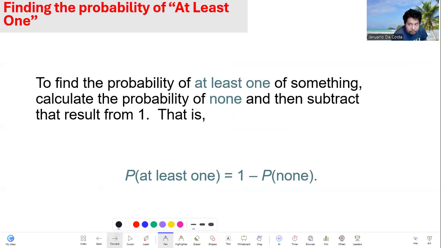Okay. So, to find the probability of at least 1 of something, you need to calculate the probability of none of something, then subtract that result from 1. That is, probability of at least 1 is equal to 1 minus probability of none.